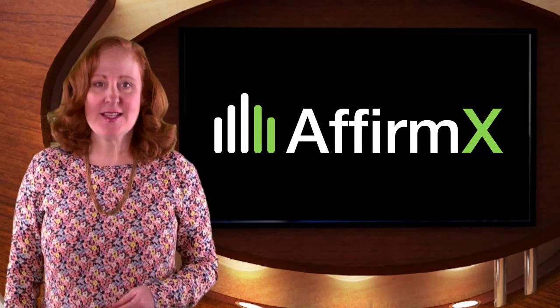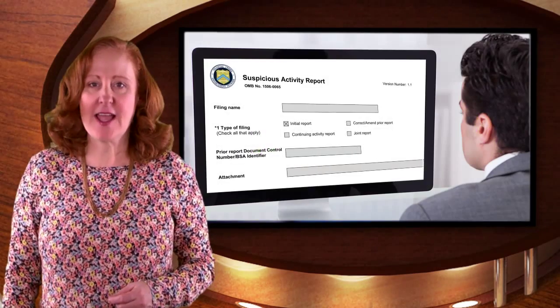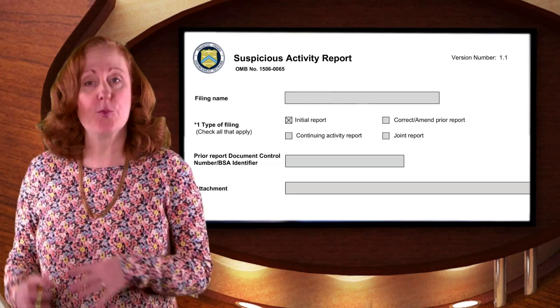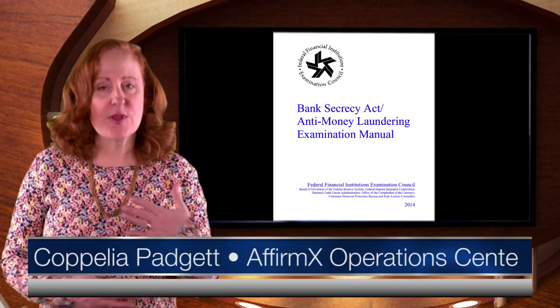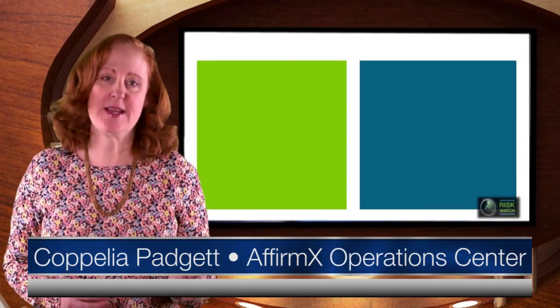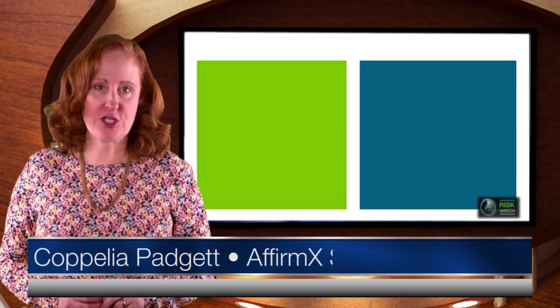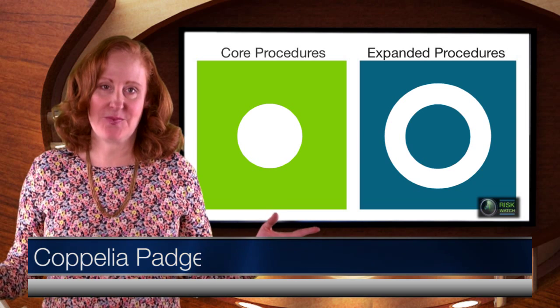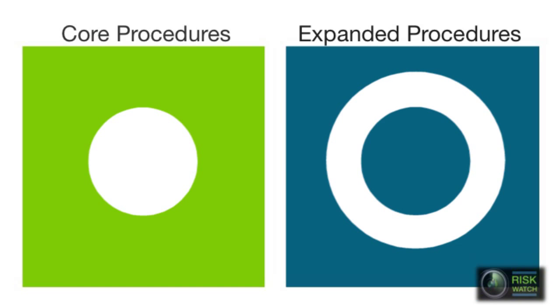Well, Shelby, of note is the new manual seems to represent a move toward the recognition of technology. This includes a focus on electronic filing of the new SAR and CTR, as well as new sections for prepaid access. As with other versions, there are two primary sections to the new examination manual: the core procedures and the expanded procedures. Let's take a look at the core procedures first.